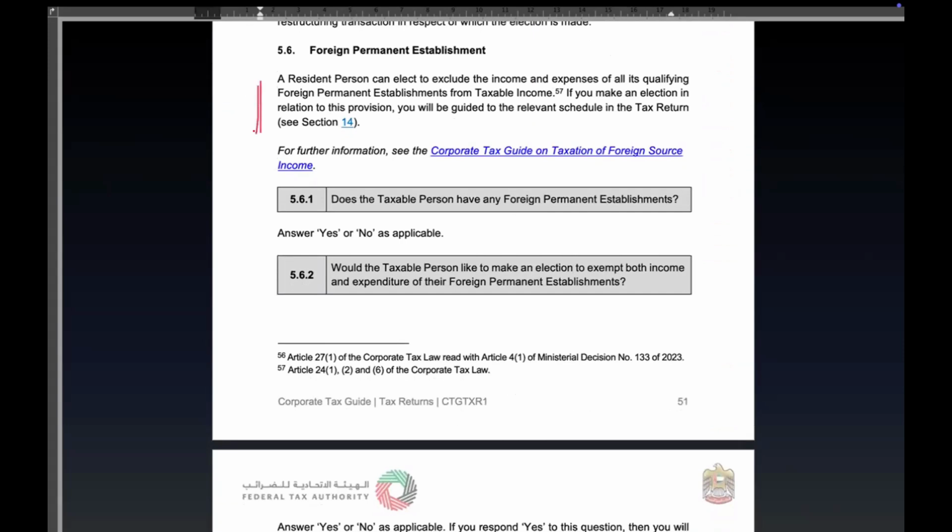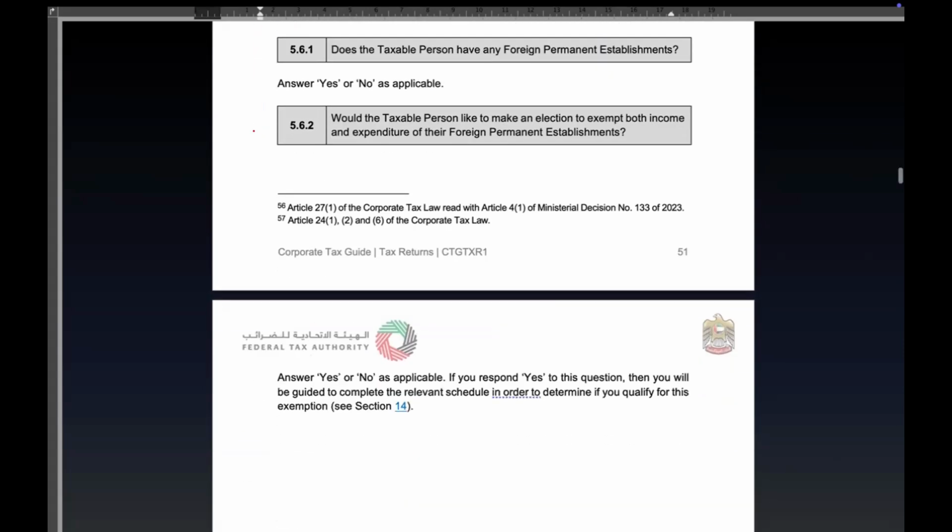If you are opting for this PE provision under Article 24 of the law, you have an option that the income of the foreign PE and related expenses will not be considered for tax purposes, but it will be applicable on all foreign PEs. You cannot pick and choose that it will be applicable for your branch in the UK but not for your other branch. If you are opting for this provision, it will be applicable on all branches across all jurisdictions.